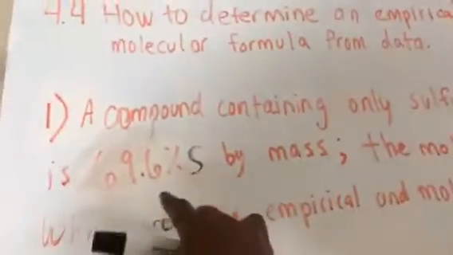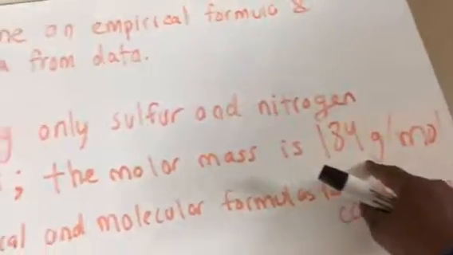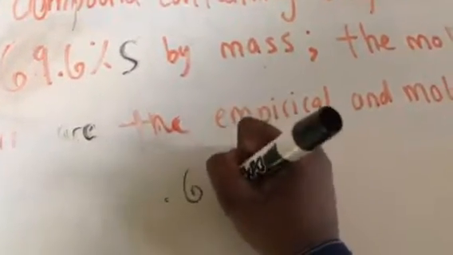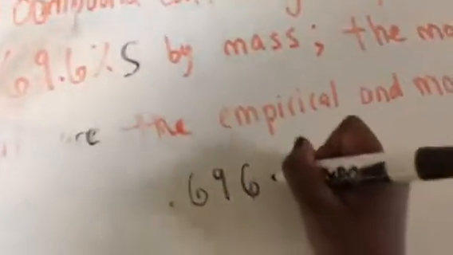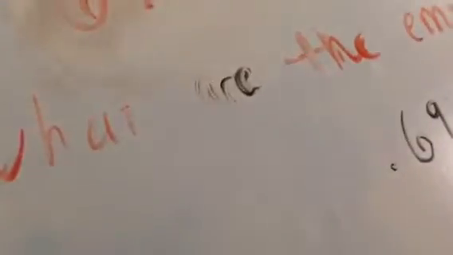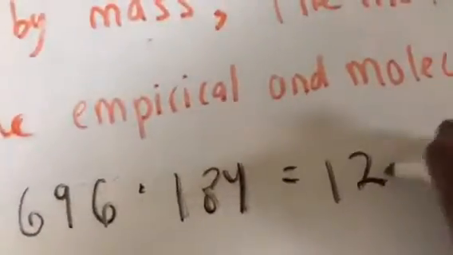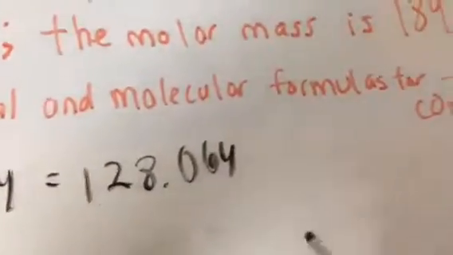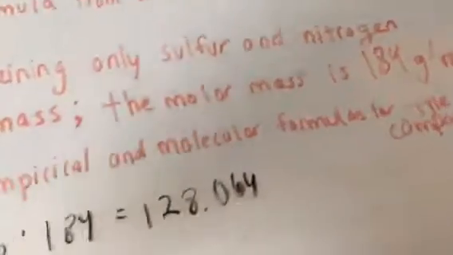Okay, to start we have to notice that we have the percent mass of sulfur and we're given the total molar mass of the compound. So using this we can find the amount in grams per mole of sulfur for the whole compound. So we take 0.696 and multiply it by the entire mass, which is 184 grams per mole. And we get about 128.064. We don't need to focus on sig figs for this, okay?